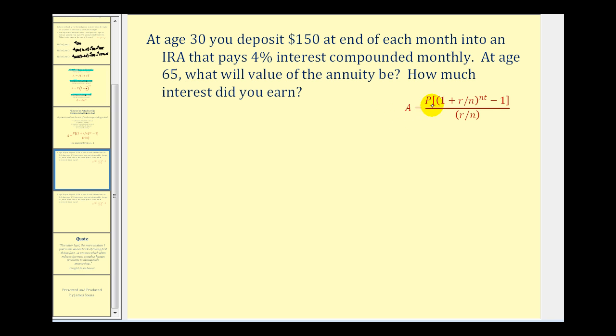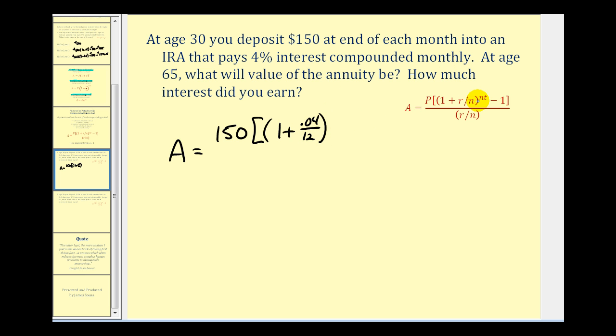Let's see if we can determine all of the values here in the formula. So the value of the annuity is going to be equal to P, which is our monthly deposit, times the quantity 1 plus the rate expressed as a decimal, that'll be 0.04, divided by N, the number of compounds per year. It's monthly, so N is 12.